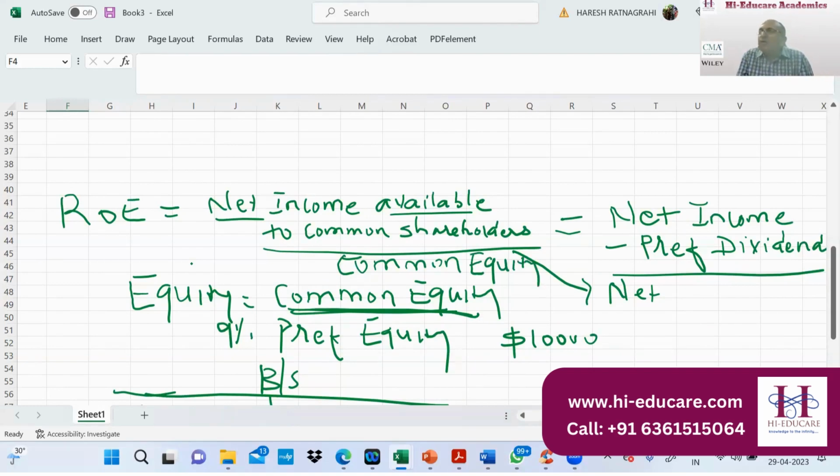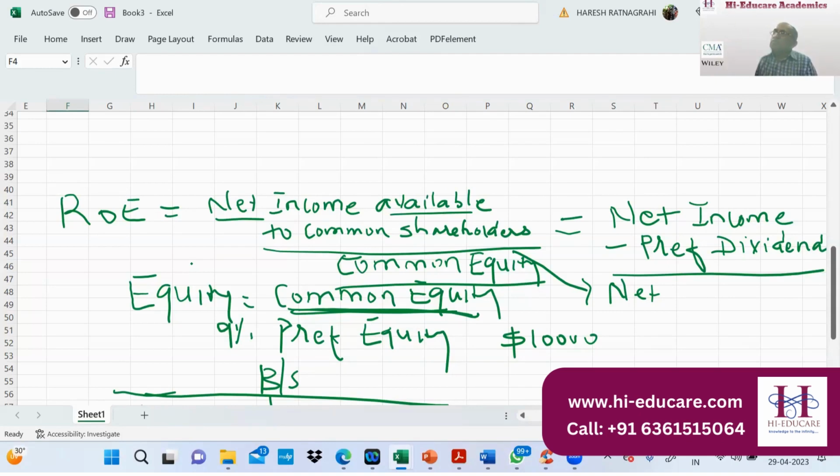Net income available to common shareholders, which is nothing but net income minus preference dividend, divided by common equity. Now remember one logic: whenever you are comparing one line item from the income statement with another item of the balance sheet, if you see the income statement, net income is what you earn daily, every day of 365 days. So it's a cumulative total, whereas common equity is coming from the balance sheet.